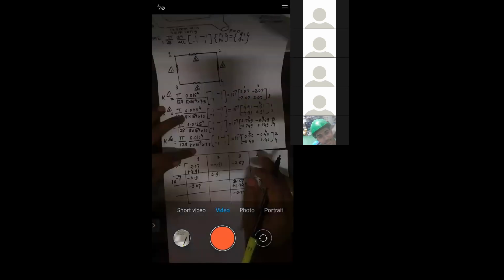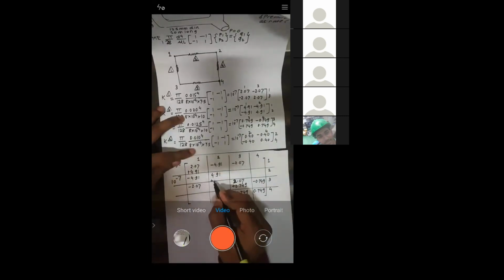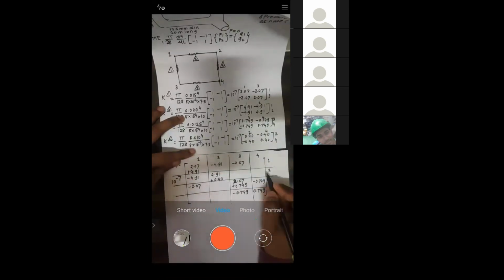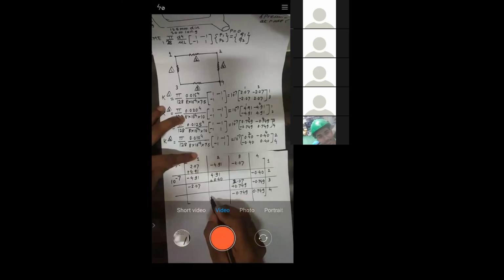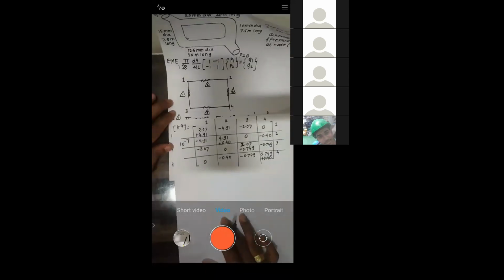Next, 2, 4, 2, 4, right? So at 2, 2, I should put plus 0.40. At 2, 4, I should put minus 0.40. At 4, 2, I should put minus 0.40. And at 4, 4, I should put plus 0.40. Yes or no? The rest of the elements where you won't have anything, you need to put as zero, right?